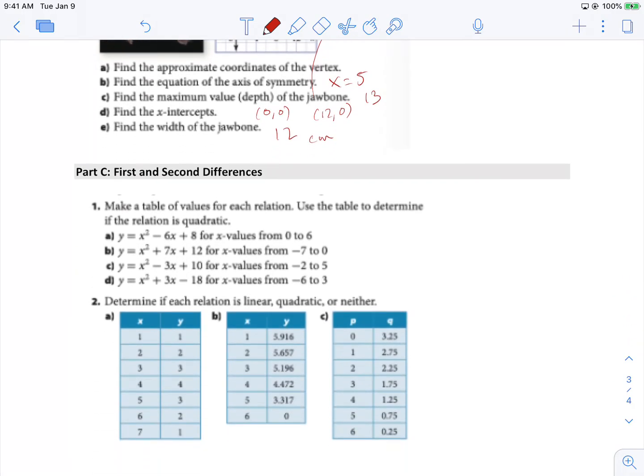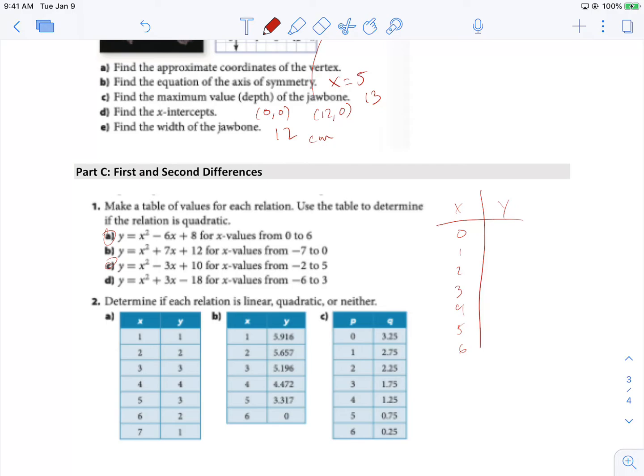Make a table of values for each relation. We're going to use this information to help us determine what's going on here. So we're just going to take a look at 1, A, and C. All right, so let's make a table of values. So we have our x, we have our y, we have 0, 1, 2, 3, 4, 5, 6. Okay, so let's go ahead and do this.